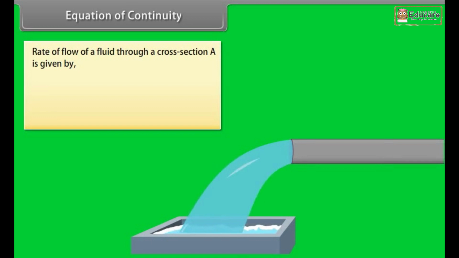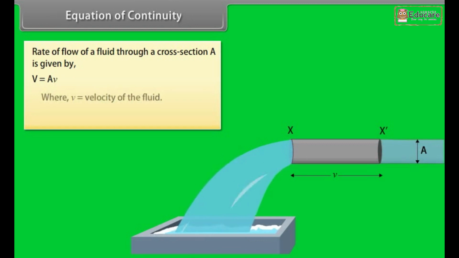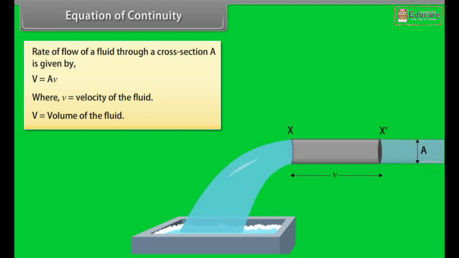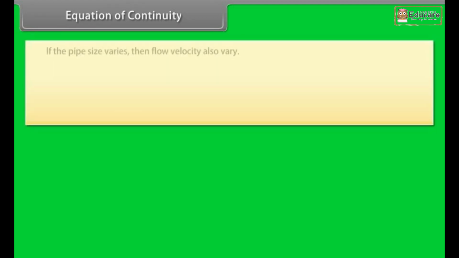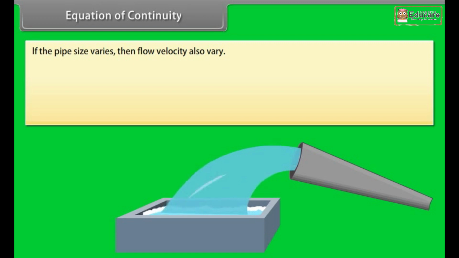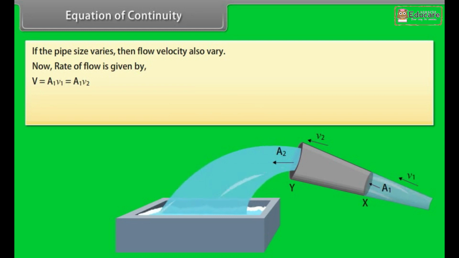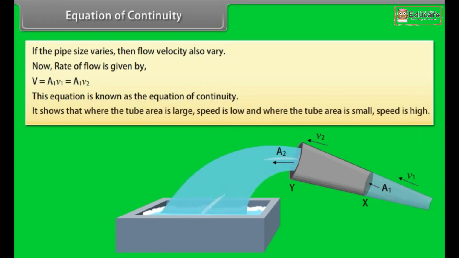Equation of continuity. The rate of flow of a fluid through a cross-section A is given by V equals Av, where v is the velocity of the fluid and capital V is the volume of the fluid. If the pipe size varies, then the flow velocity also varies. Now, the rate of flow is given by V equals A1v1 equals A2v2. This equation is known as the equation of continuity. It shows that where the tube area is large, speed is low, and where the tube area is small, speed is high.